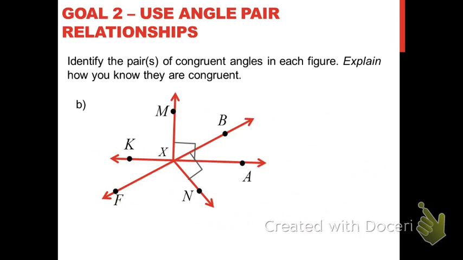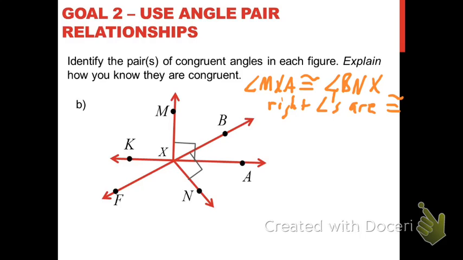Alright, here are some angle pairs that are congruent. One of them is angle MXA and angle BXN. Alright, those are both right angles, aren't they? And we've got that nice right angle congruence theorem that says that right angles are congruent. So that's going to be my reasoning as to why those are congruent. Alright, another pair of congruent angles are these.